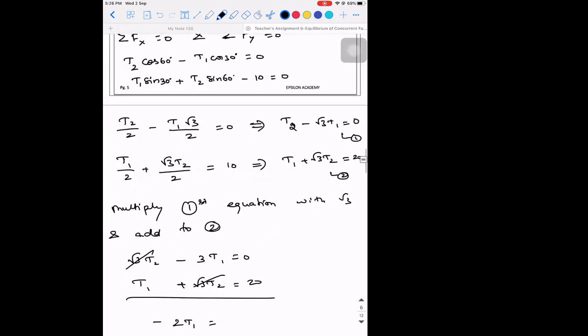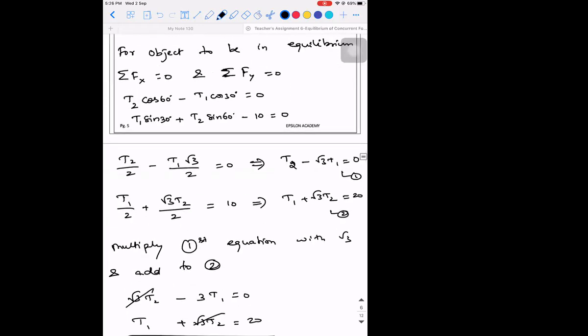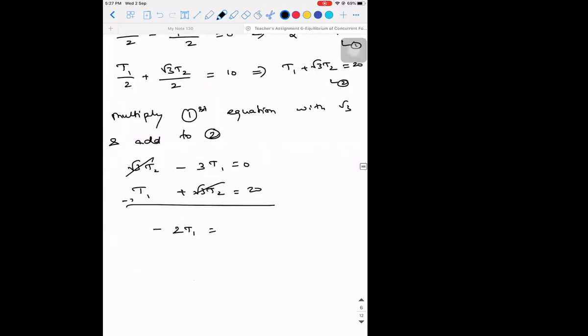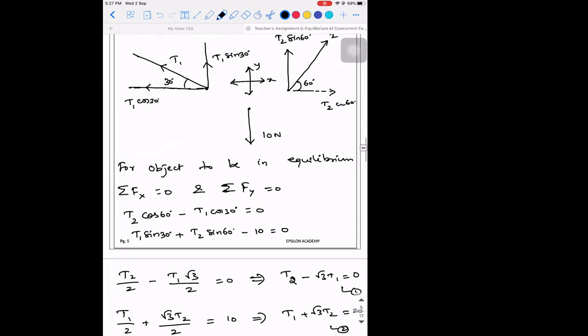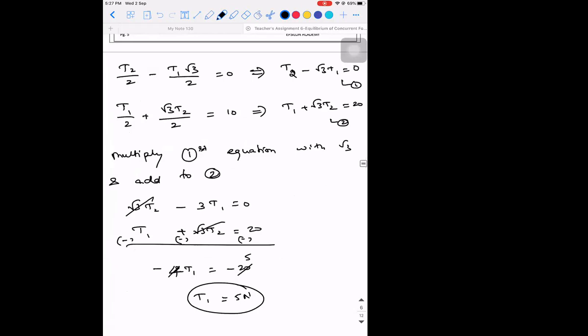Wait, one minute. We have to subtract, no, sir. You can add or subtract. Oh, we have to subtract. Yeah, I thought it was minus. Then it will become minus 4 T1 is equal to minus 20. This and this will get cancelled. T1 will be equal to 5 Newton. Yes, sir, T1 is 5 Newton. Once you substitute in any one of the equations, if you substitute in the first equation, T2 is root 3 T1. So T1 is 5, so 5 root 3 Newton is T2.